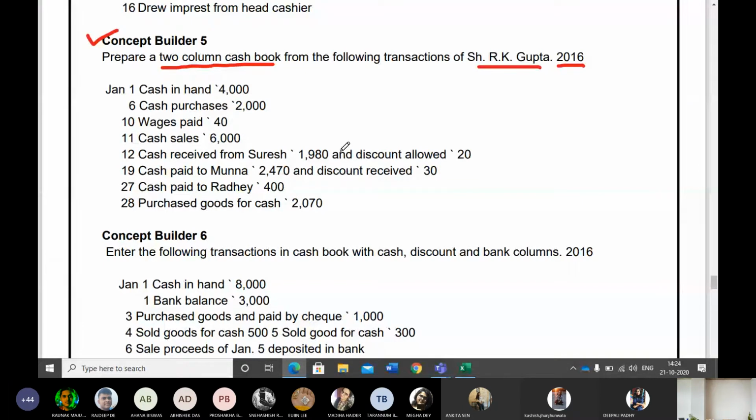Excuse me, sir. Hello. Yes, speak. Sir, the 12th one: cash received from Suresh 1980 and discount allowed 20 rupees, sir. No, you need not put discount allowed because this time the discount column will not be there. Yes, sir, that's what I was asking. Okay, wait. I think in this question there is no bank transaction. No, sir. Then do one thing.